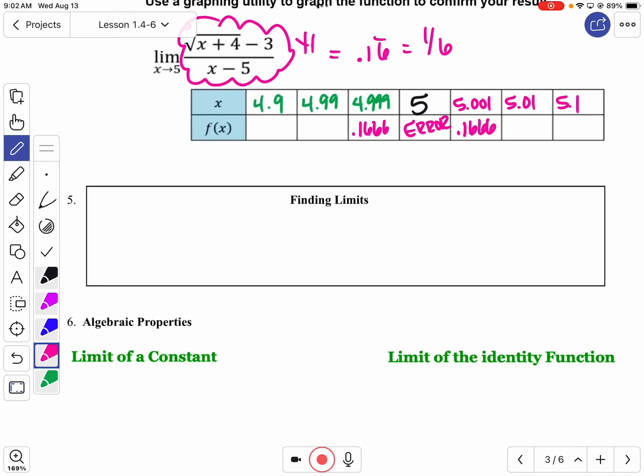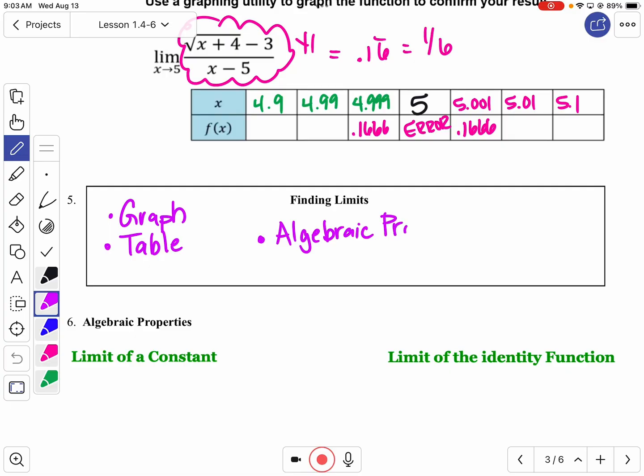So when we talk about methods for finding limits, there are 3 main ones. The first is to graph it, which is what we did first. It's very visual. The second one is a table. Again, very visual. The last method is what we refer to as algebraic properties and algebraic manipulation. These are going to be the ones that are in your non-calculator sections. Algebraic properties and manipulation.